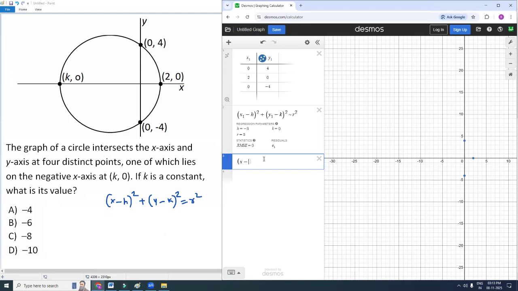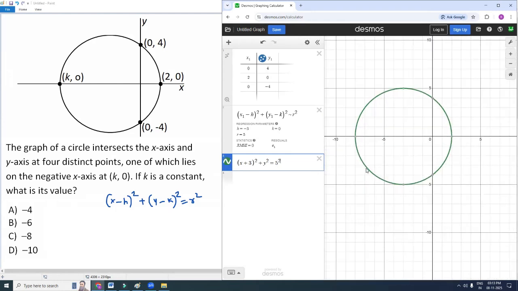That is (x - h), and the value of h is -3. Negative times negative will become positive. That is (x + 3) the whole square, plus (y - k), the value of k is 0. Then y - 0 is just y. Then we have y^2 equals r^2, the value of r is 5, so we can take 5^2. Here I got the graph of the given equation, that is a circle.